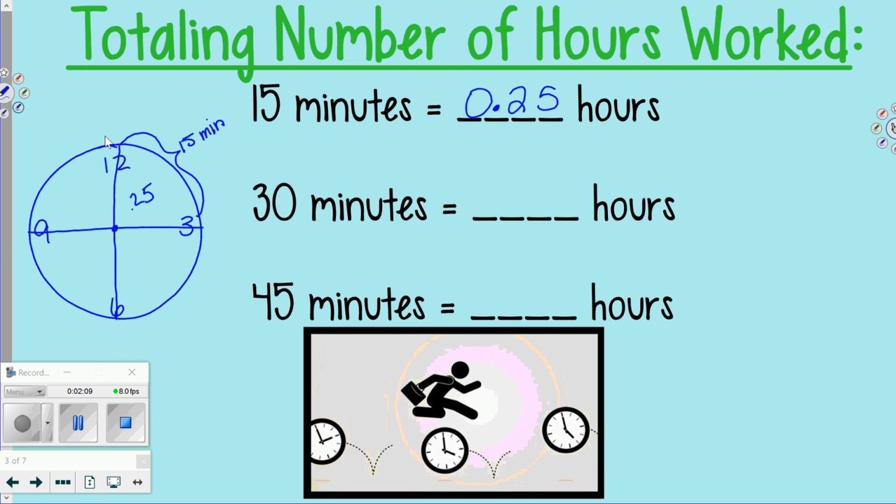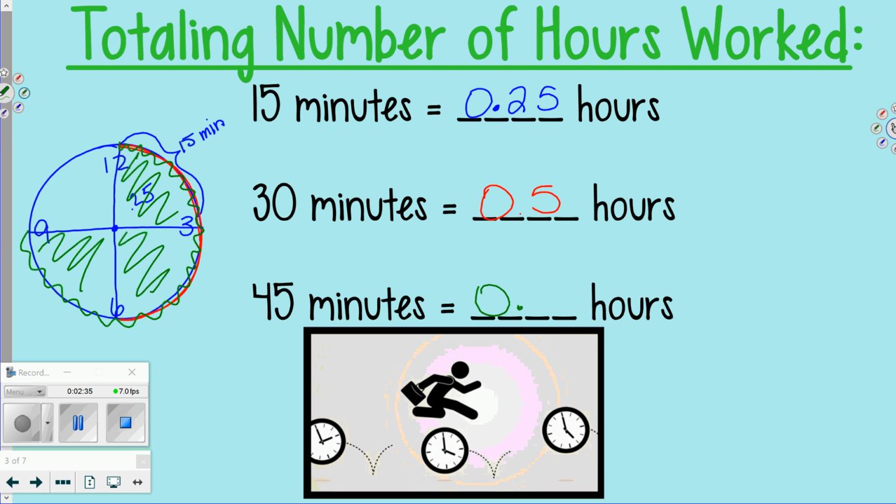Thinking about 30 minutes, that would be half. 30 minutes is half an hour, so that is 0.5. 45 minutes is going to be all the way around, so that's 3 quarters, 3/4 of an hour, which would be 0.75. Make sure you jot that down. If you're talking about 4 hours, 15 minutes, it'd be 4.25. So you have to convert everything to a decimal based on how much it is part of an hour.